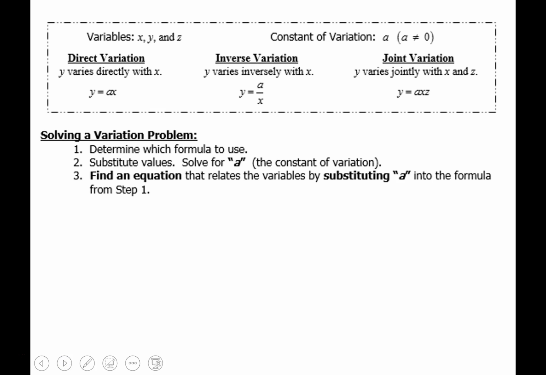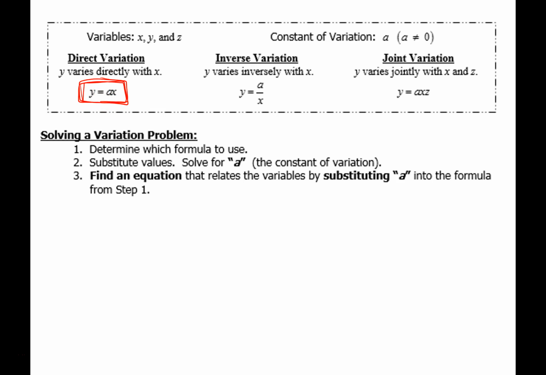Okay, so let's get into just what variation is first. When we look at variation, we're looking at a relationship between 2 variables, or maybe more. And there are 3 types of variations that we're going to look at. The first is called direct variation, and you're going to see it written in problems as one variable varies directly with another variable. And the formula that we're going to use is this one here.